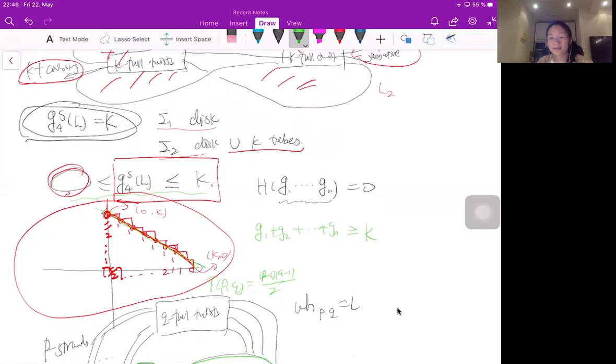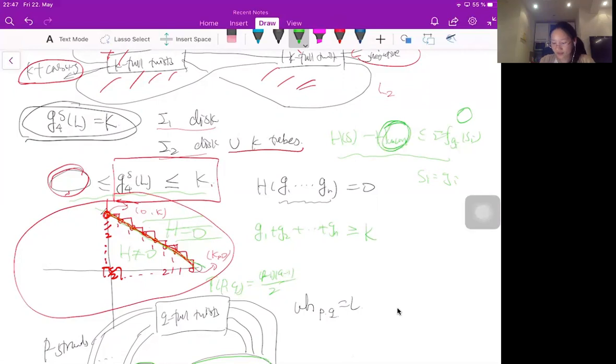Why do we care about the place where it's 0 or non-zero? Because if you remember this inequality, H of S minus H of the link is smaller than or equal to the sum of the f of g_i minus s_i. If you make all s_i equal to g_i, then the right-hand side is 0. For the unlink in the first quadrant, this constant is also always 0. Then you also know this H function should be non-negative. So from this inequality, we get H of (g1, ..., gn) equals 0. So the candidates for the genus should only lie inside the place where H is always 0.